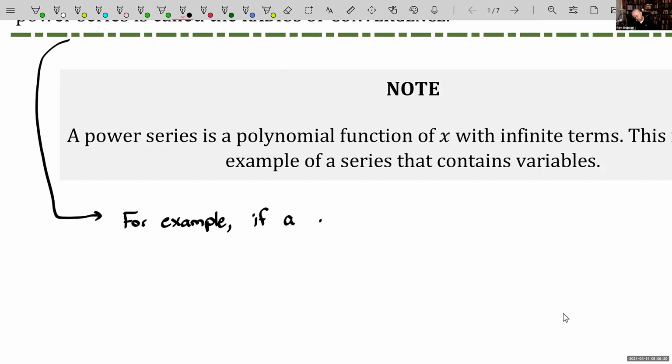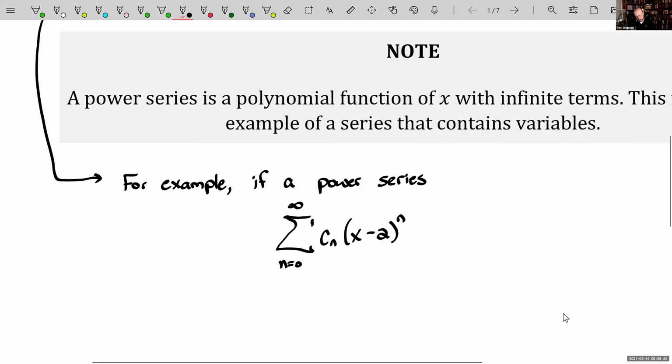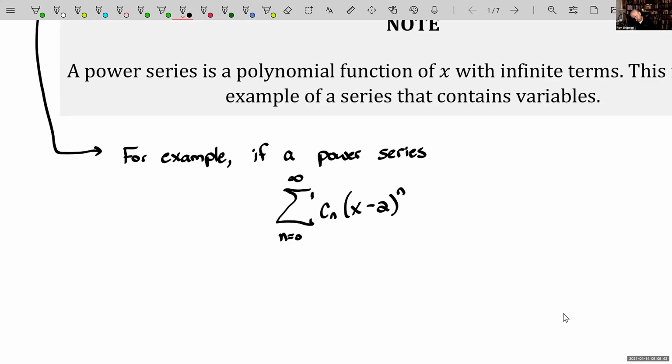For example, if a power series, let's just say it looks like this, the summation of C sub n times (x minus 2) to the nth, n equals 0 to infinity. I don't know what those constants are, and I'm not really concerned about that. But let's say that power series converges for x in the interval. Now remember, that 2 is called the center.